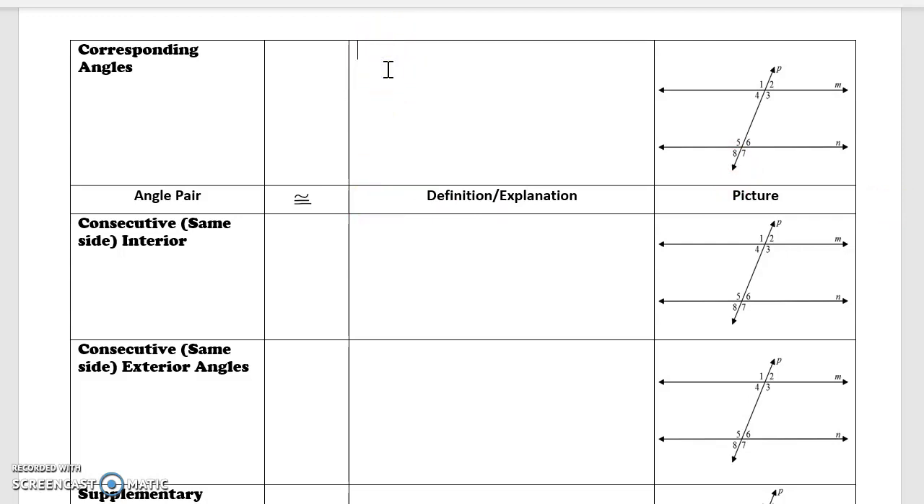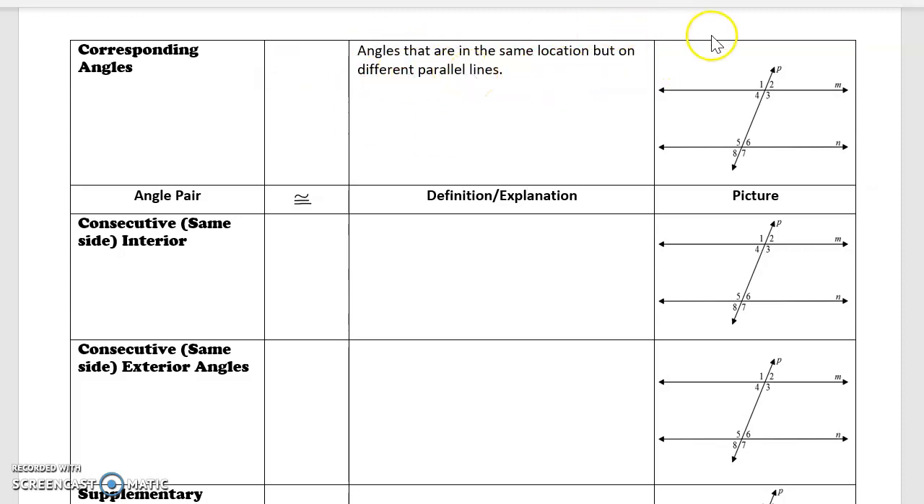All right, when we're dealing with parallel lines cut by a transversal, the corresponding angles are the angles that are in the same location, but on a different parallel line. Wow, I typed that fast, didn't I? Haha. The beauty of video recording. So angles that are in the same location but on different parallel lines.